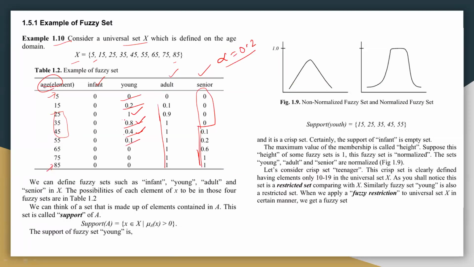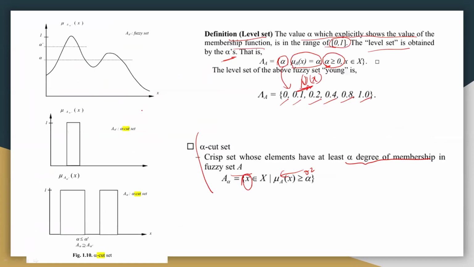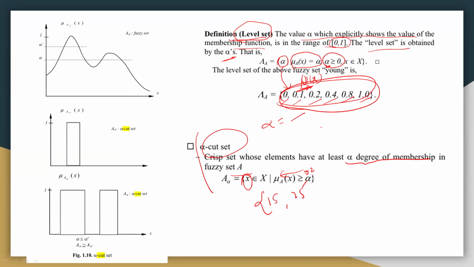And there's also a 1. Yeah, 1 is also there. So all the values between 0 and 1 which alpha can take on are written here, and that is known as a level set. Whereas in an alpha cut set, we write the age groups, the crisp values. But here the fuzzy membership values are written. That is the difference. Okay, so that is all.